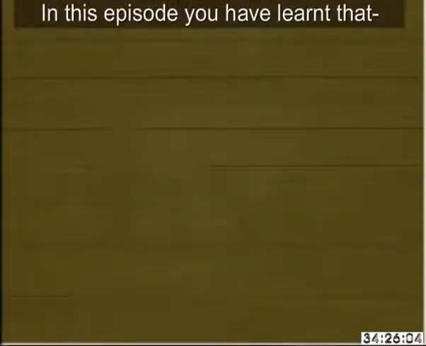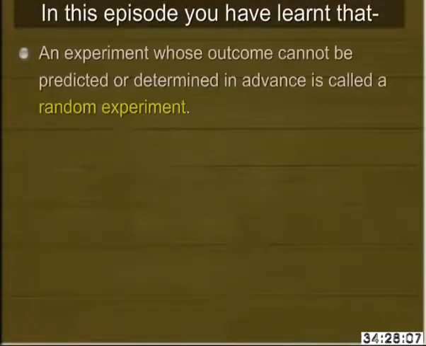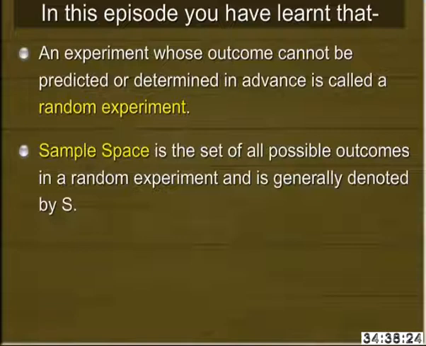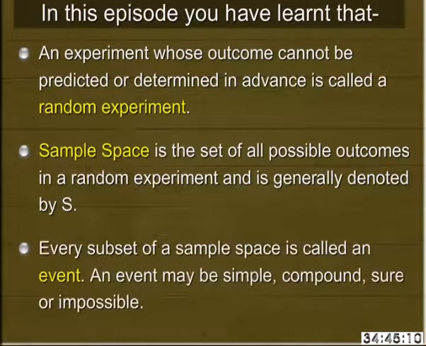In this episode you have learned that an experiment whose outcome cannot be predicted or determined in advance is called a random experiment. Sample space is the set of all possible outcomes in a random experiment, generally denoted by capital S. Every subset of a sample space is called an event. An event may be simple, compound, sure or impossible.